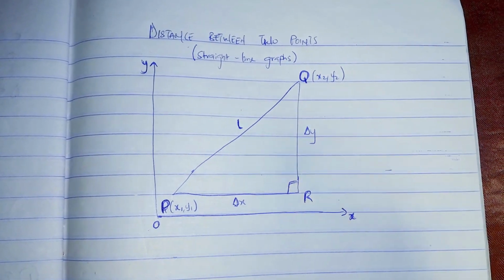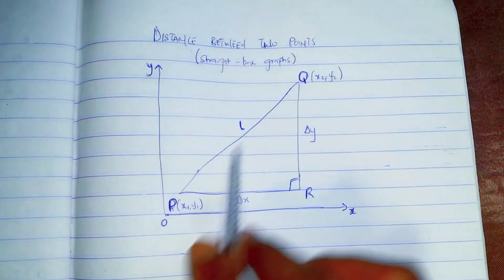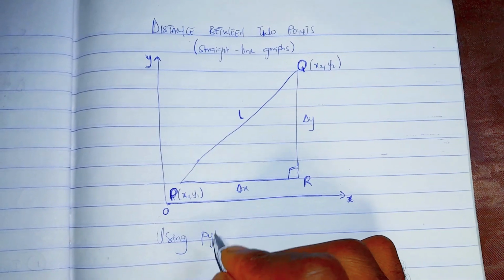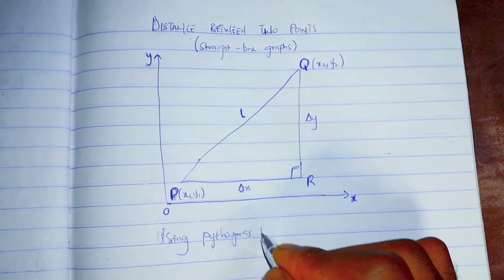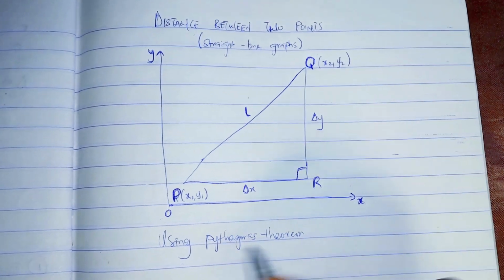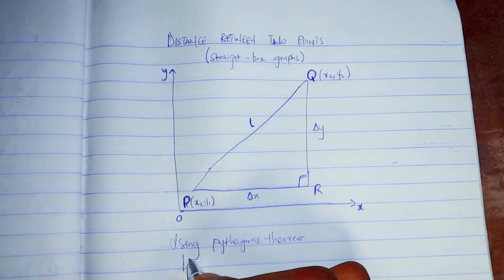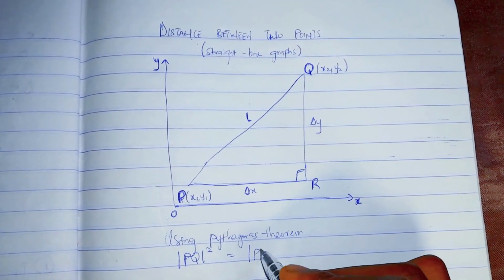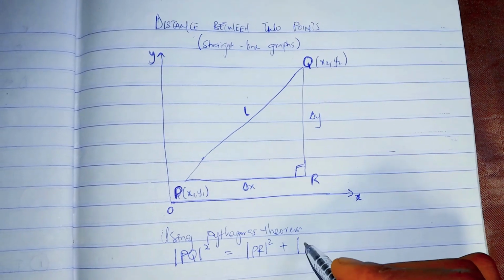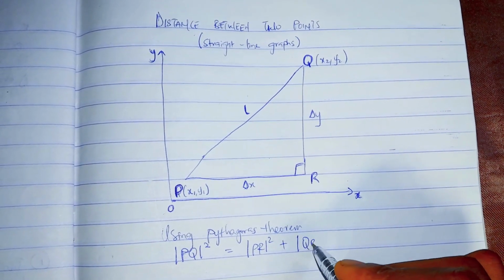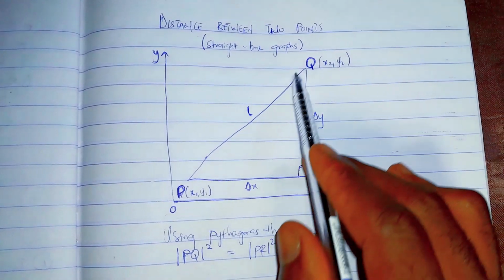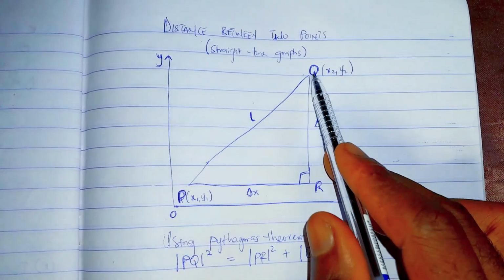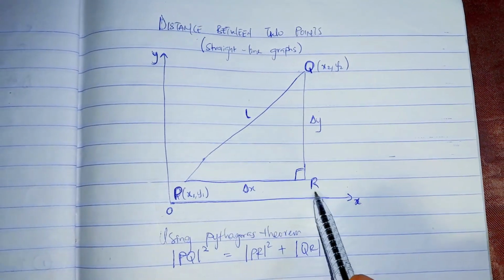then what happens? It means that to get the distance L, using Pythagoras theorem, what do we have? We have line PQ squared, which is the longest side, equals line PR squared plus line QR squared. That is, the longest side squared is equal to the sum of the squares of these two sides. So this is PQ, this is QR, this is PR.